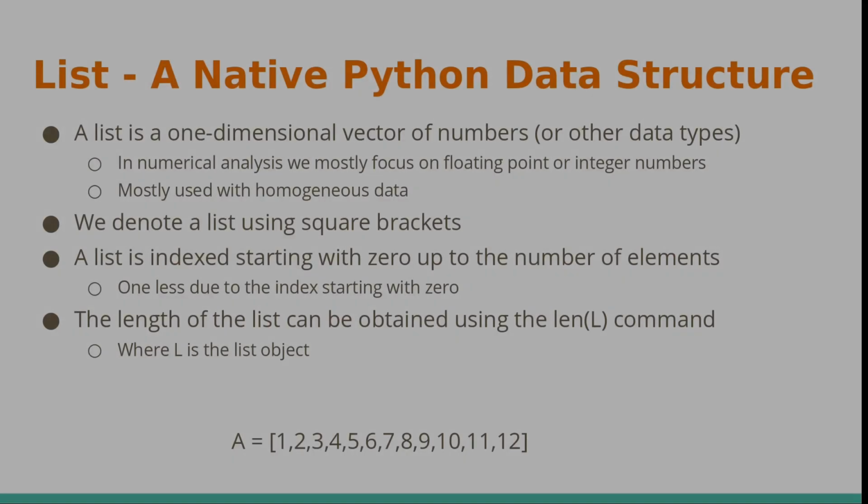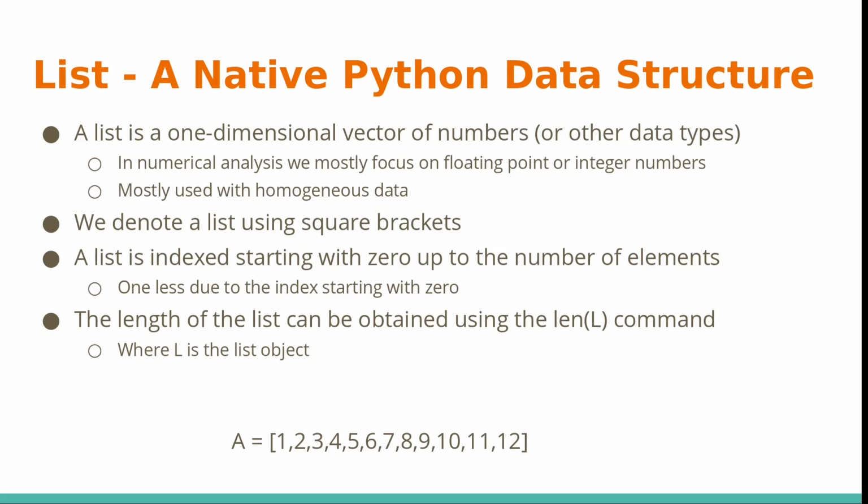So a list, as you all know, is a native Python data structure. It is a one-dimensional vector of numbers. Since we are dealing with numerical methods, I'm going to call this a vector of numbers. But in reality, a list can hold heterogeneous data. It can hold both strings and numbers and Boolean values as well. But for our purposes here, a list is a one-dimensional vector of numbers because that's what we'll be dealing with in this class.